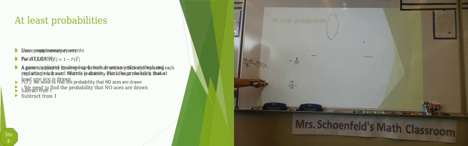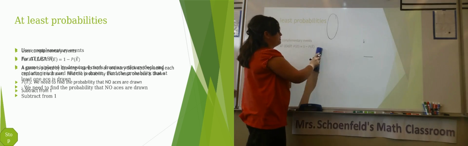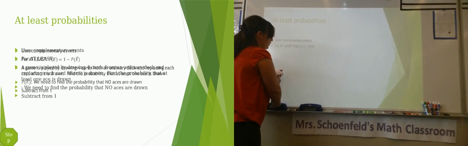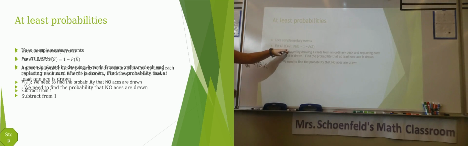And there's at least probabilities then. Let's do some at least probabilities. At least probabilities, you use complementary events. You remember what complements were for something? So complements were like 1 minus whatever it is. Like in our variance.